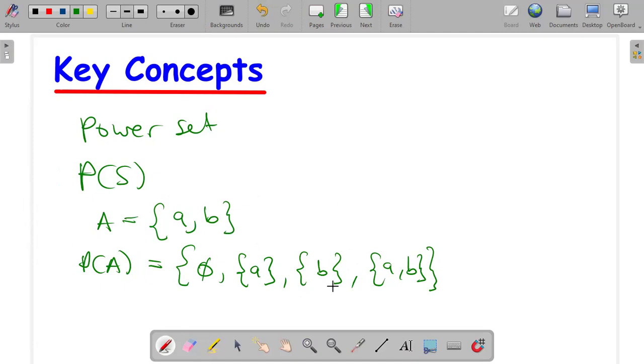So this A contains all the subsets of A. All sets that can be contained in A. Okay.